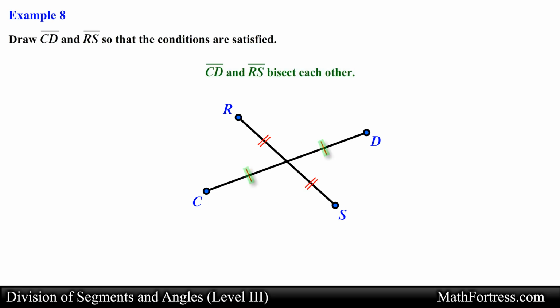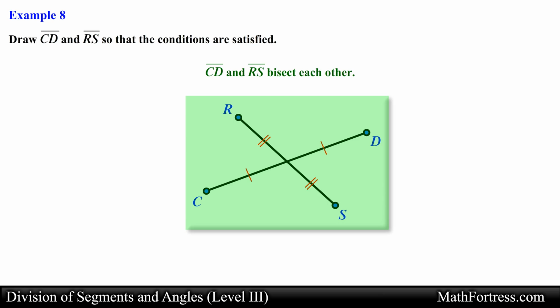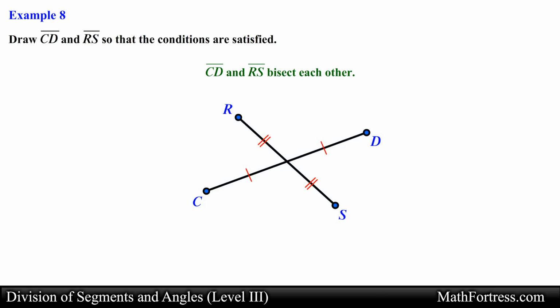So we draw single tick marks for one line segment and double tick marks for the other line segment, as follows. So this diagram is one of many possible drawings that satisfy the conditions. Let's take a look at the final example. Segment CD bisects segment RS, but segment RS does not bisect segment CD.